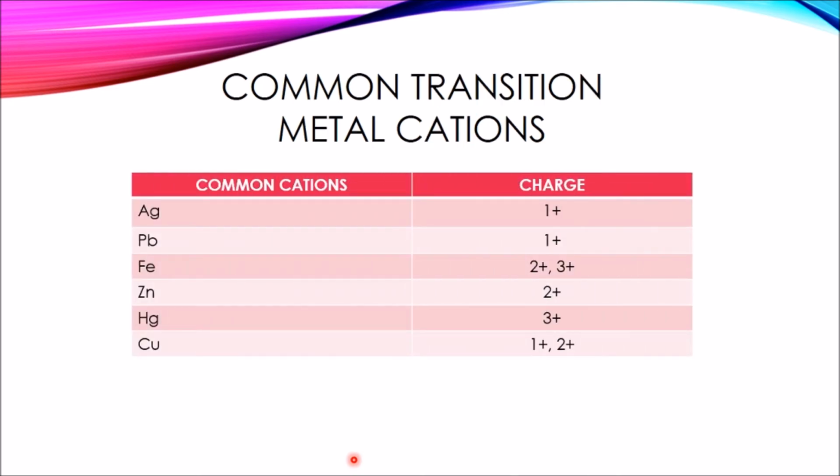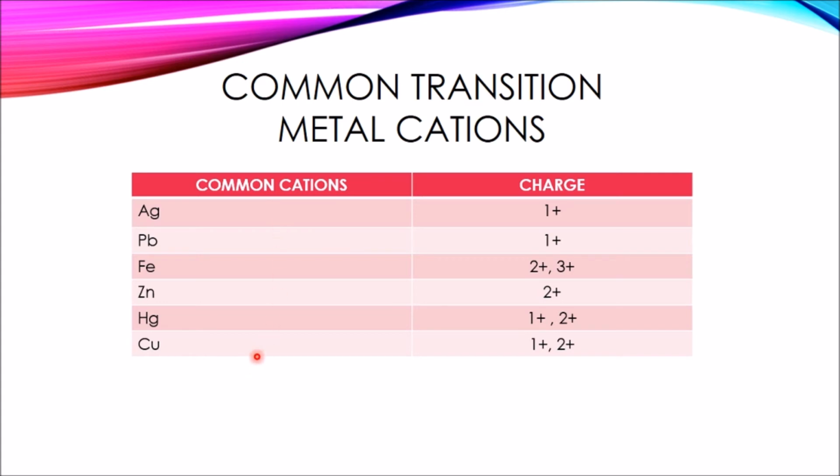We have some common transition metals. हमने transition metals पढ़े. सारे transition metals हम नहीं पढ़ते. We only deal with some important ones like Ag, silver, which has a charge of 1 plus. Pb has a charge of 1 plus. Fe has a charge of 2 plus, or 3 plus. Sometimes the charge on iron is 2 plus and sometimes it is 3 plus. We have zinc. It has a charge of 2 plus. This is Hg. Hg is mercury. The charge on mercury is 1 plus or sometimes 2 plus. Cu is copper. The charge on that is 1 plus and sometimes 2 plus.